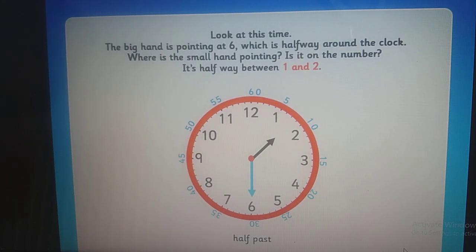Look at this time. The big hand is pointing at 6, which is halfway, because the big hand covers the whole circle of the clock to make an hour. But it is now at 6. It means it is halfway around the clock. Where is the small hand pointing? It's halfway between 1 and 2. When the long hand of the clock is on 6, the short hand is in between 1 and 2.